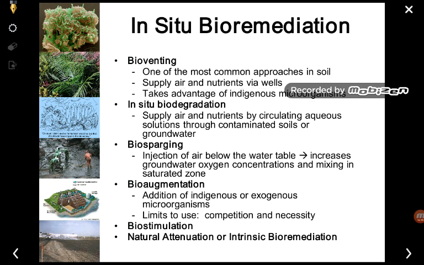Next is the in situ biodegradation. What do you mean by in situ biodegradation? It is supply of air and nutrient by circulating aqueous solution through the contaminated soil. In any contaminated soil, what do we do? We supply air and nutrient in the groundwater.